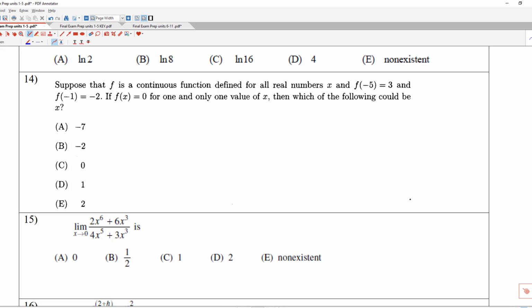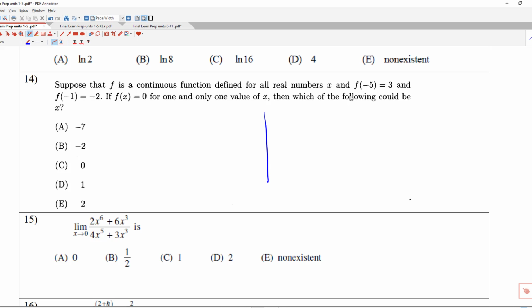Oh yeah, so this looks like it's an intermediate value theorem problem. Suppose, let me see if I can draw a picture. This might be easier than what I had in the key. Okay, so let's try drawing this.